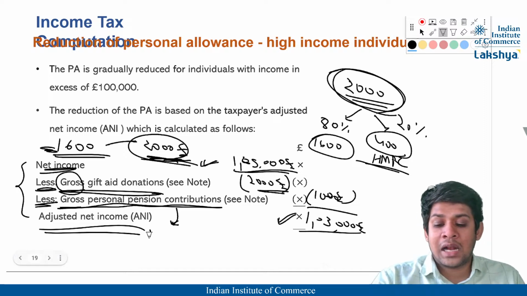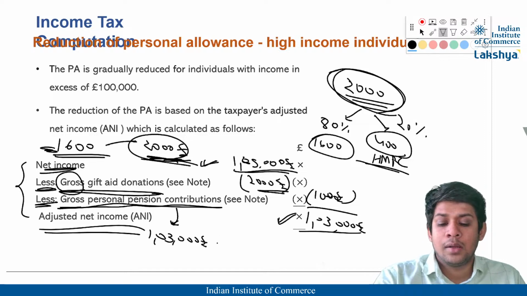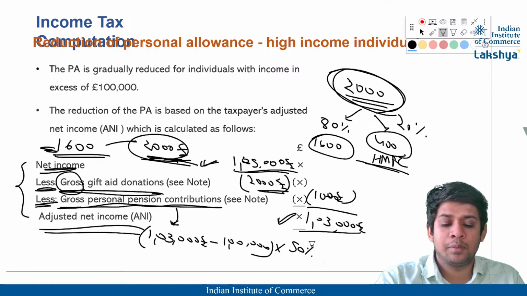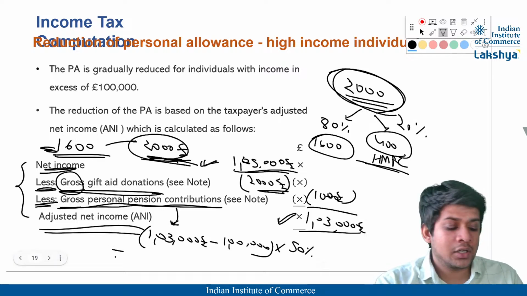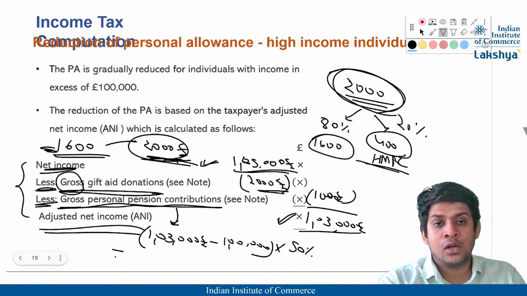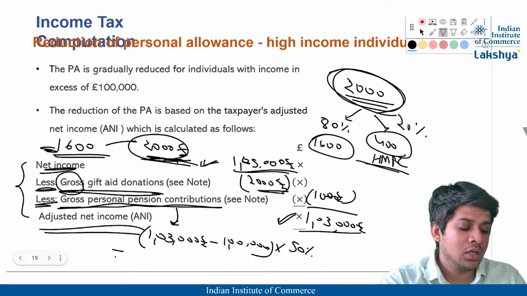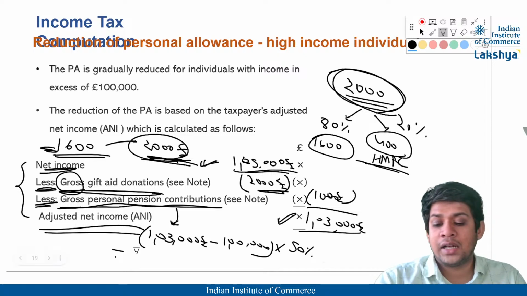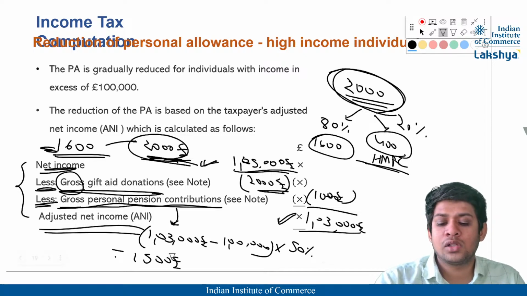So my PA will be reduced as 1,03,000 pounds minus 1 lakh pounds, into 50%. So how much will be the reduction? It will be 1,03,000 minus 1 lakh, which is 3,000, into 50%. That is going to be 1,500 pounds. So this is going to be the reduction in PA.